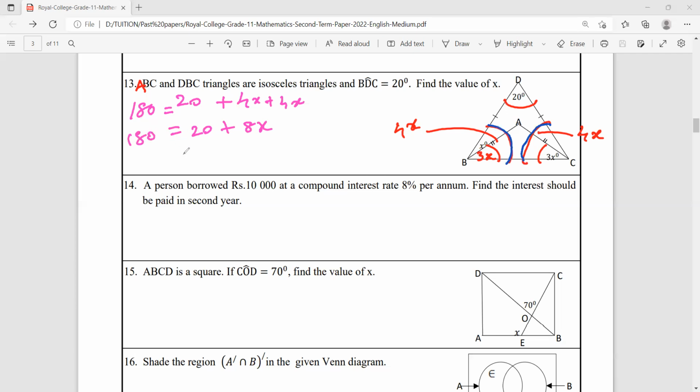So you can subtract 20 from both sides. Then 160 is equal to 8x. Then you can divide both sides by 8, right? Then you get 20, like this, right? Then x is equal to 20 degrees, right?